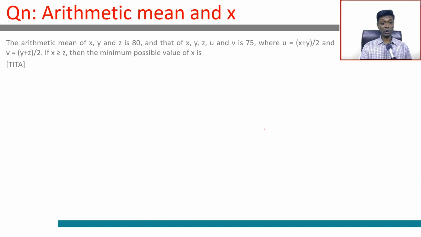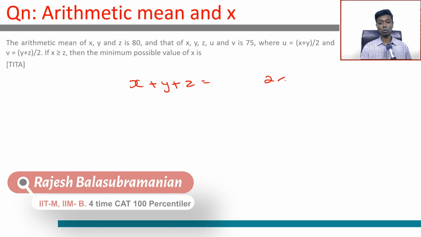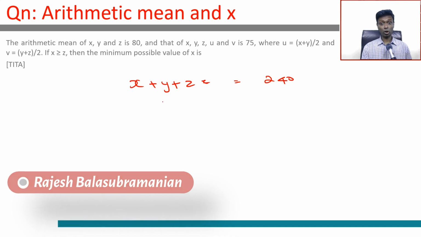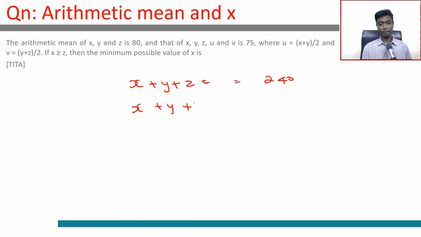The arithmetic mean of x, y and z is 80, or x plus y plus z is 240. The arithmetic mean of x, y, z, u and v, or x plus y plus z plus u plus v equals 75 into 5, 375. Or u plus v is 375 minus 240, which is 135. Where u is x plus y by 2 and v is y plus z by 2.